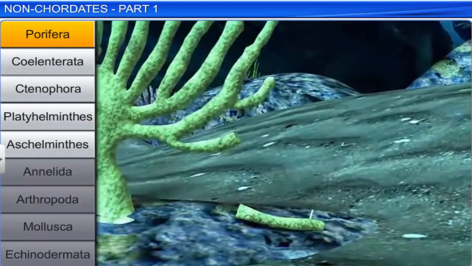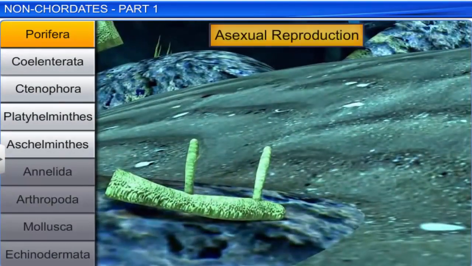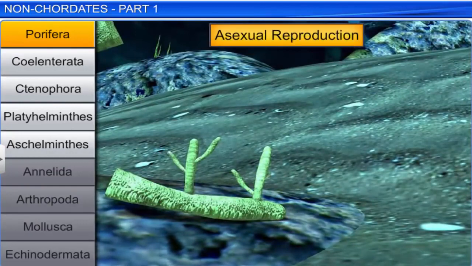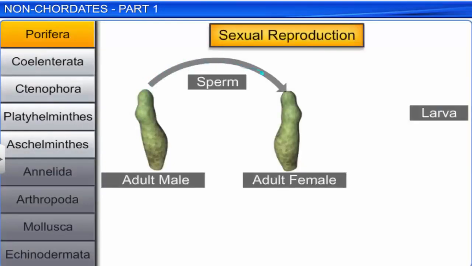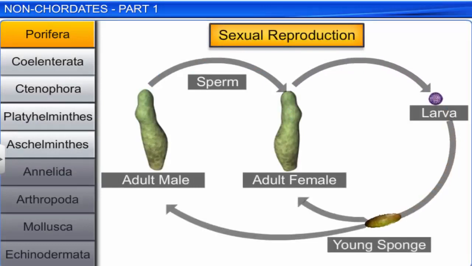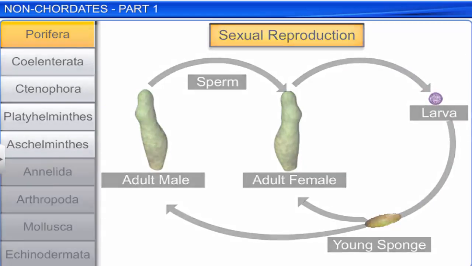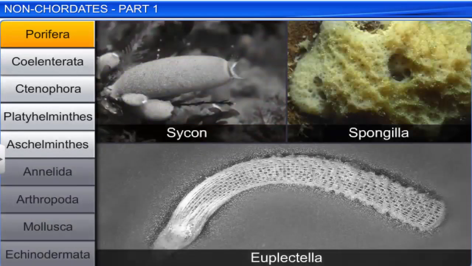Sponges are hermaphrodite and they reproduce asexually by fragmentation as well as sexually by formation of gametes. In sponges, fertilization is internal with indirect development. Cycon, spongula, and euplectula are some common examples of sponges.